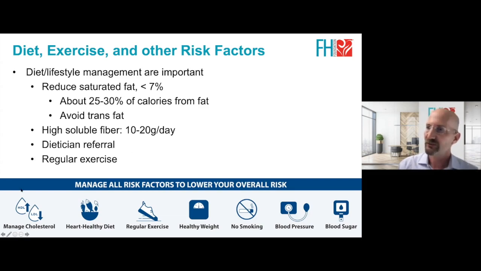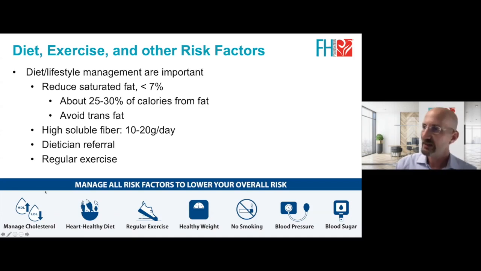And to control your risk for heart disease, we don't just manage the cholesterol. We've got to take a holistic approach. We need to have a healthy diet. We need to be regularly exercising. We need to maintain a healthy weight, avoiding diabetes, maintaining a good blood pressure, and not smoking. All of these things play a role.